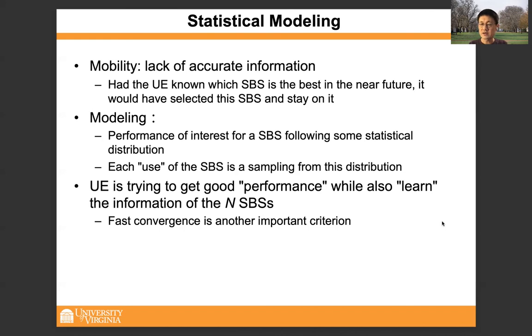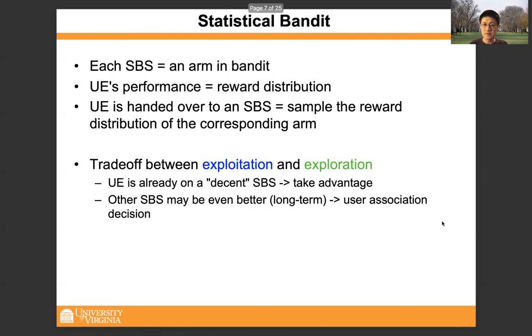Again, since we consider static, slow-moving UEs, it's reasonable to consider that every base station has a signal quality, or rewards, that follow some statistical distribution that does not change within the time of interest for the algorithm. And the UE is trying to get good performance while also learning this mean reward information of the base stations. And this is the bandit problem.